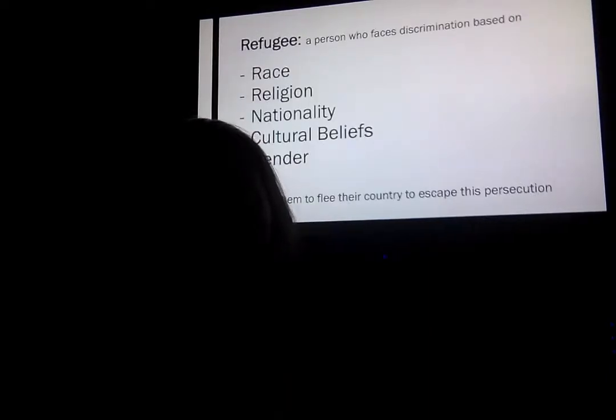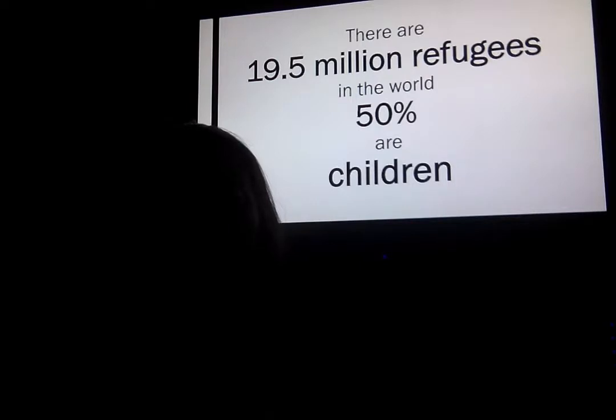So before we get started, it is important to define a refugee. A refugee is a person who faces discrimination based on race, religion, nationality, cultural beliefs, and/or gender. These persecutions cause them to flee their country in hopes to escape and find freedom. There are approximately 19.5 million refugees worldwide, and 50% of these refugees are children.